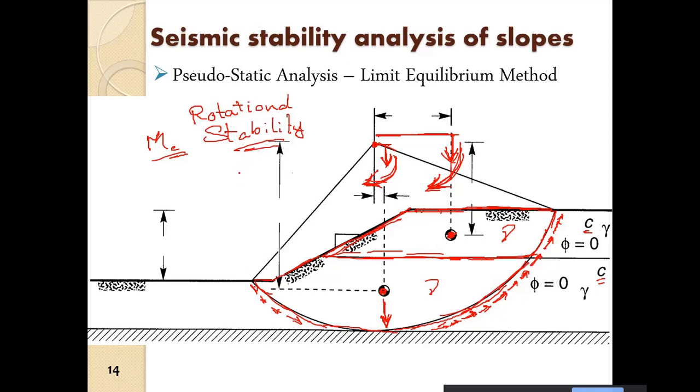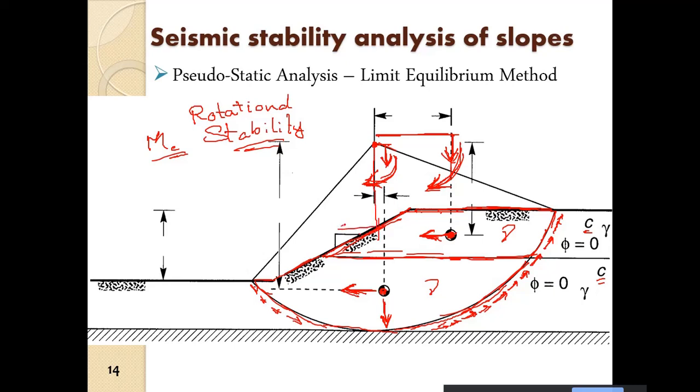So this is the rotational stability. Now here again we may have the horizontal forces due to the earthquake. Now when we consider horizontal forces, then the lever arm will change. So now the lever arm is here.